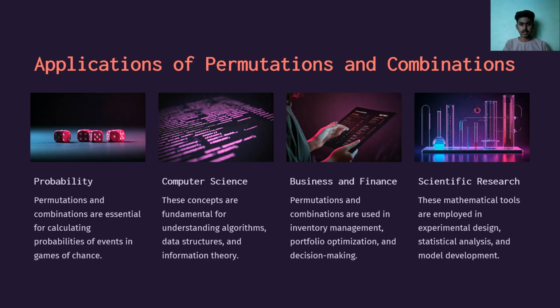Applications of permutation and combinations. Probability. Permutations and combinations are essential for calculating probabilities of events in games of chance. Computer science. The concepts are fundamental for understanding algorithms, data structures, and information theory. Business and finance. Permutations and combinations are used in inventory management, portfolio optimization, and decision making. Scientific research. These mathematical tools are employed in experimental design, statistical analysis, and model development.